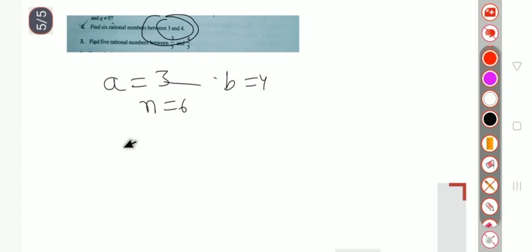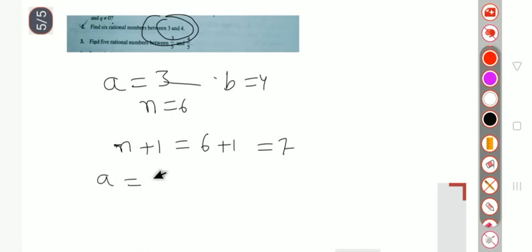In question number 3 it was given 3 by 5 and 4 by 5, which are not integers. So here integers are given, so we will solve it in another way. You have to find 6 rational numbers, so n equal to 6, just find n plus 1. What is the value of n plus 1? n is 6 and plus 1, so it will be 7. So just multiply and divide both by 7.